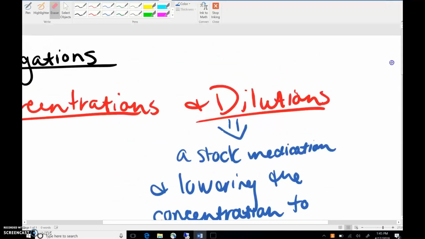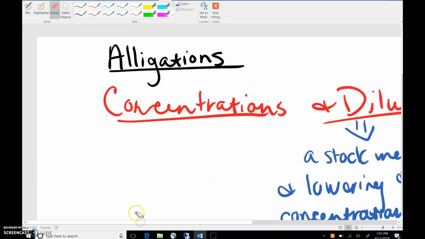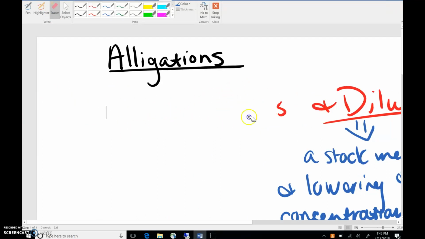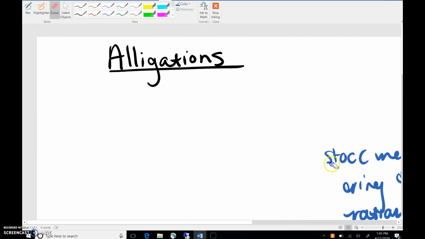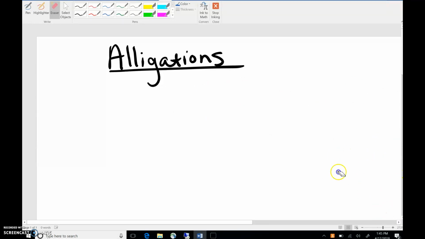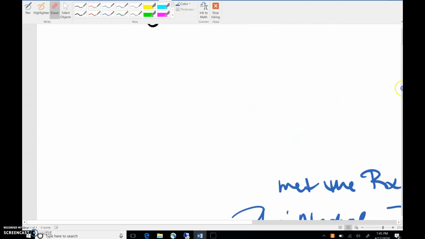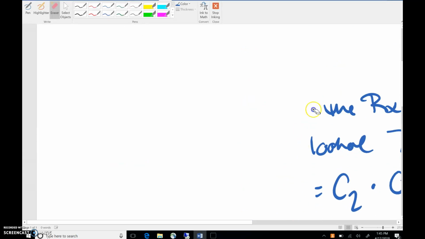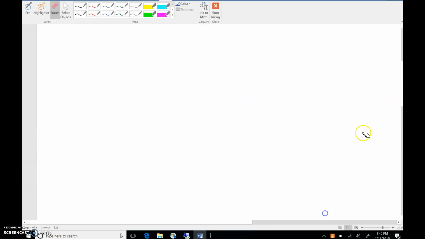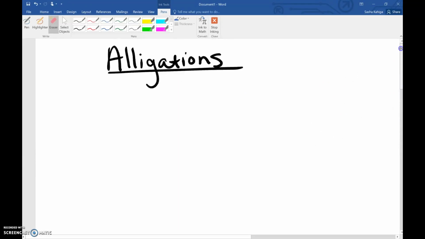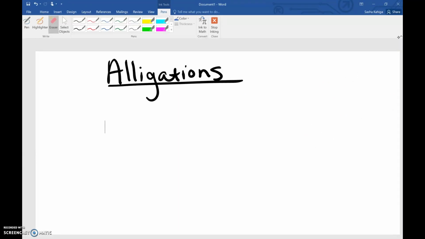So the question you guys may have is, well, Miss K, what does all of this have to do with alligations? Well, it has a lot to do with alligations. These three topics, concentrations, dilutions, and alligation, go hand in hand. You have to first understand concentrations in order to move on to dilutions. You first have to understand dilutions in order to move on to alligations. So with that being said, I need you to be on page 539. And let's just talk about alligations.